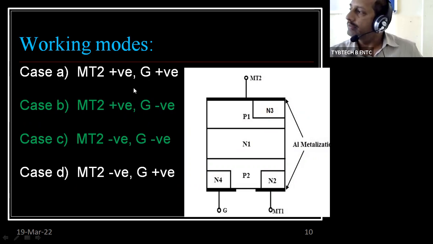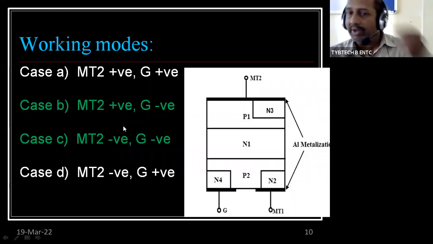All modes are with respect to MT2. If you have observed, either MT2 is positive or negative, and the gate is positive or negative. So these 4 combinations are made. The ultimate is that in 2 modes the current will be in one direction, and in 2 modes the current will be in the reverse direction.